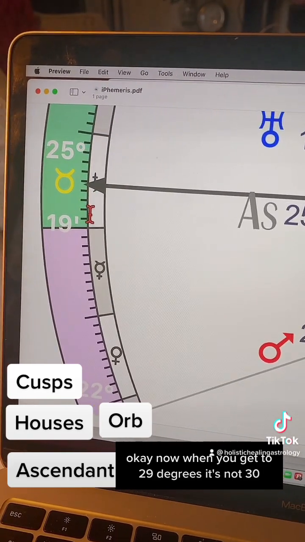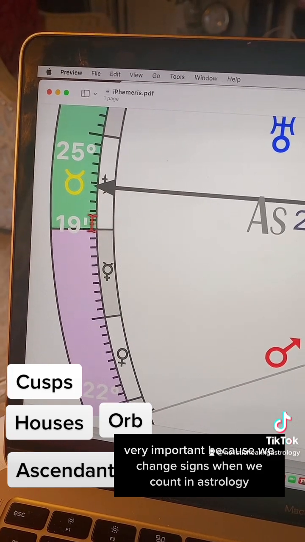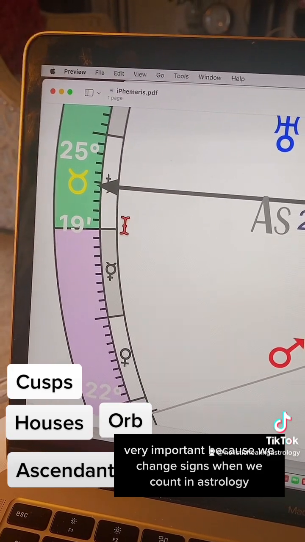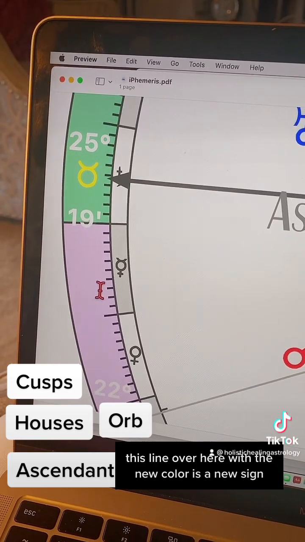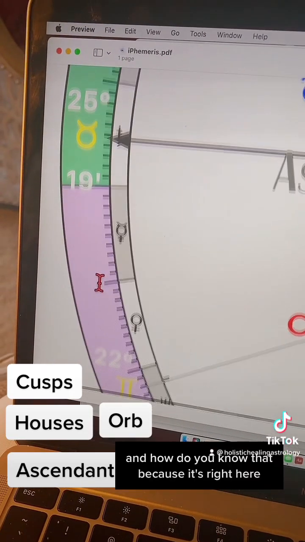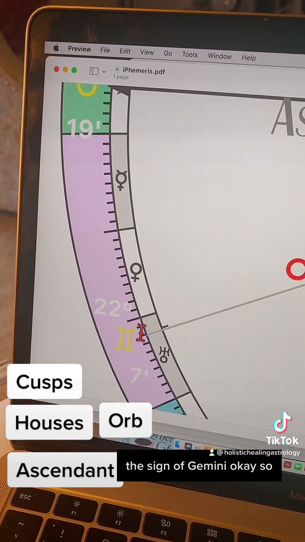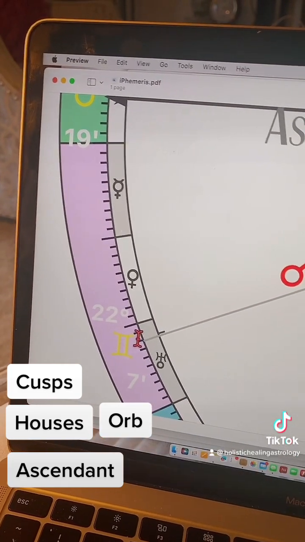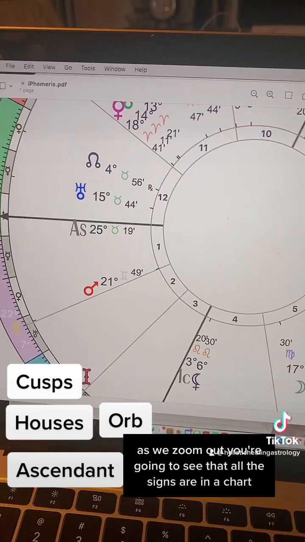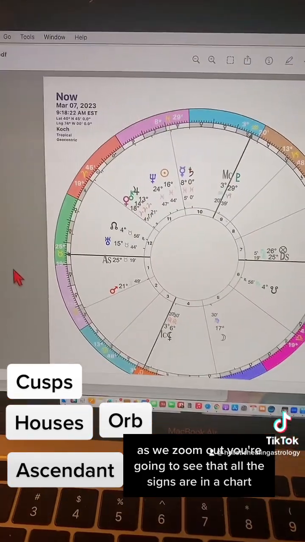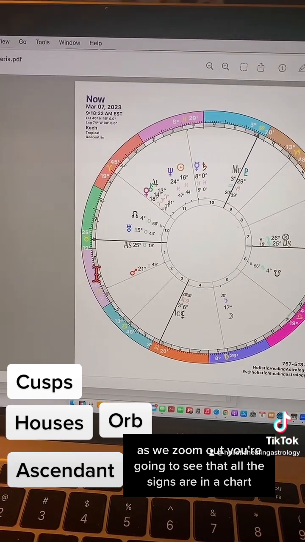Now, when you get to 29 degrees, it's not 30, very important, because we change signs. When we count in astrology, this line over here with the new color is a new sign. And how do you know that? Because it's right here, the sign of Gemini. Okay? So as we zoom out, you're going to see that all the signs are in a chart.